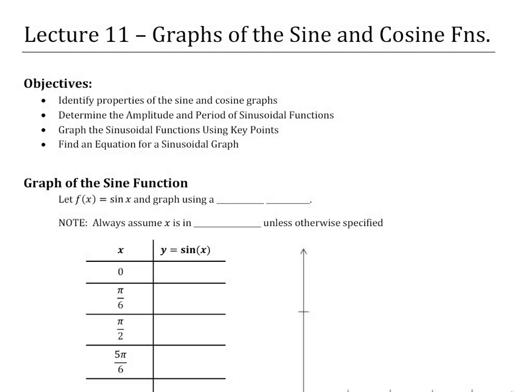In Lecture 11, we're going to take a look at the graphs of the sine and the cosine functions that we introduced in earlier lectures. In particular, we want to be able to identify some of the more important properties of the sine and cosine graphs and look at the amplitude and period of these types of functions, which we will refer to as sinusoidal functions. Then we're going to graph these functions using key points and also look at a general equation for that sinusoidal graph. Alright, so let's begin by looking at this particular sine function right here.